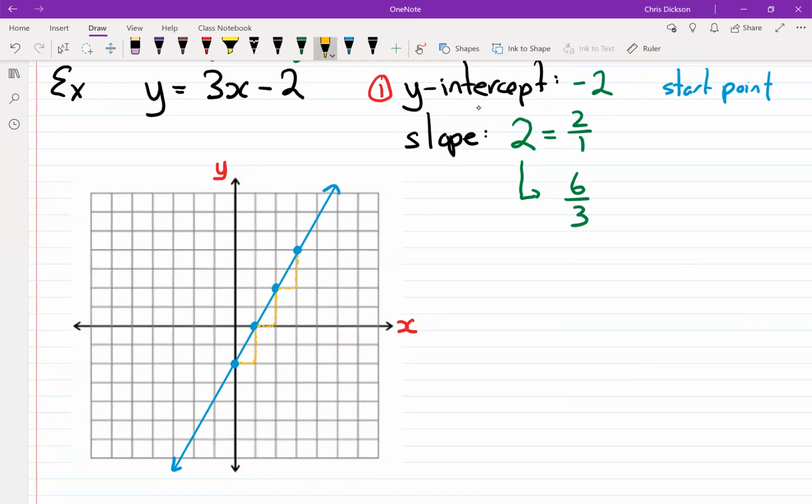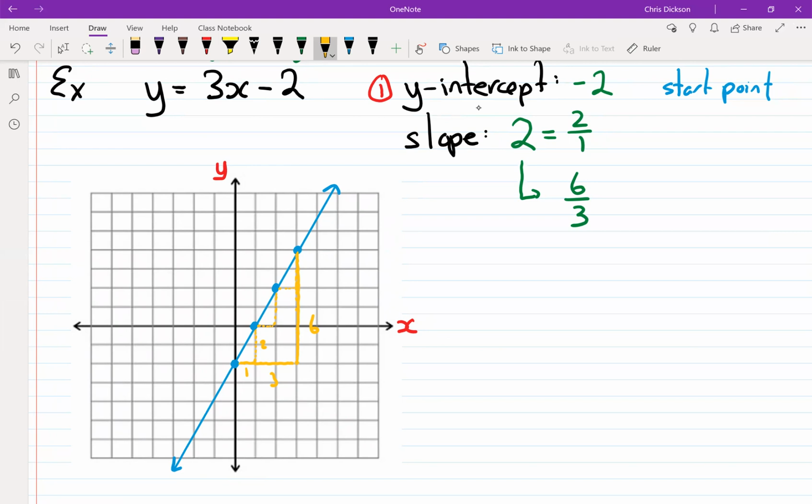So 1, 2, 3. Then you go up 6 units. So that's 6 units here. Basically, if you go this way, that's over 3, and then up 6 units. So 3 and 6, or 1 and 2. It doesn't matter what number you picked. If you picked 10 over 5, it would have given you the same slope. I just preferred making it over 1. It's easier to count that way.